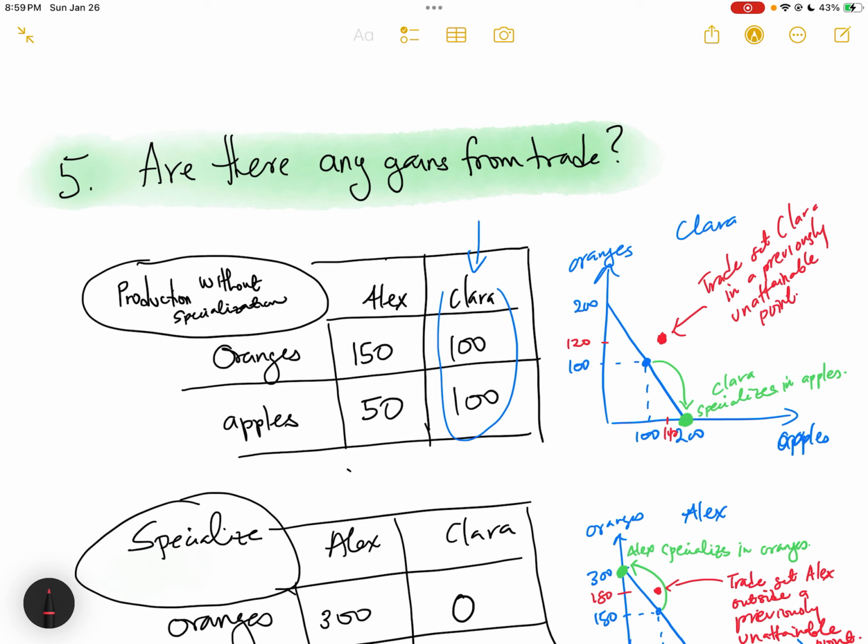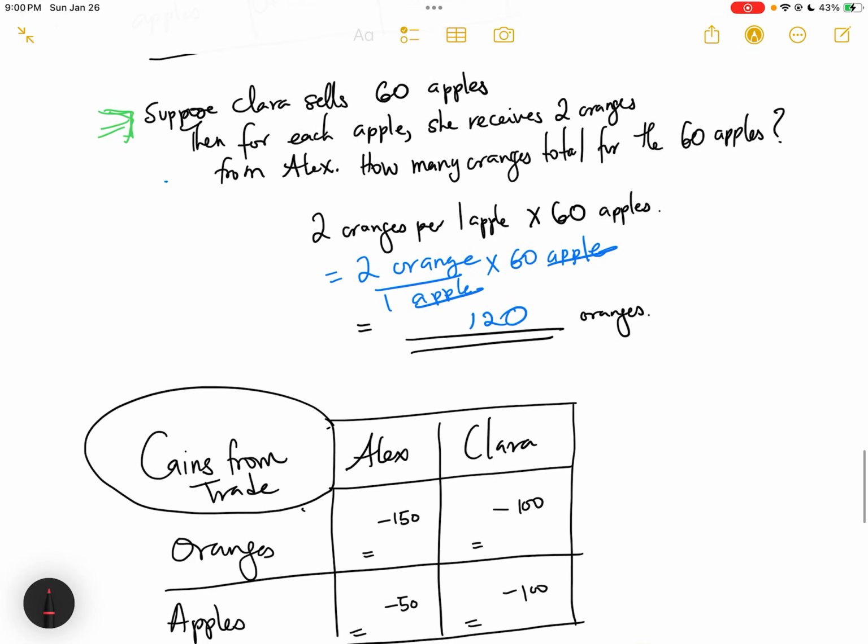Remember, I told you that the height of the PPF, where the PPF ends, right? That's where the economy or the individual, that's the height their technology can take them, and that's the height their resources, their factors of production, can take them. So if they would like to get to a previously unattainable point, they can use trade to do that. So this means that individuals with different technologies can trade and therefore benefit from that trade. Okay. All right.